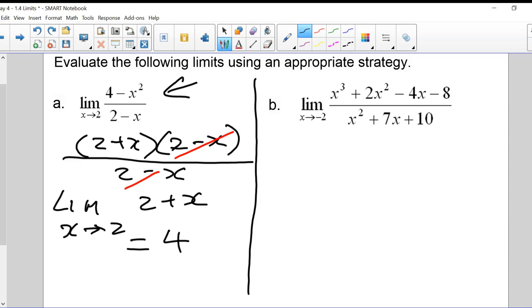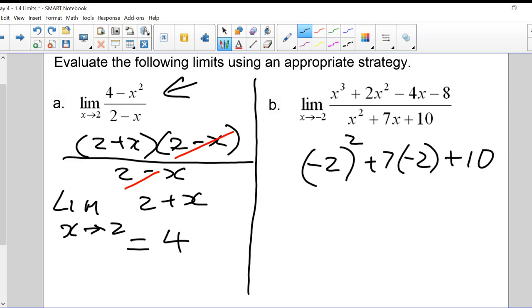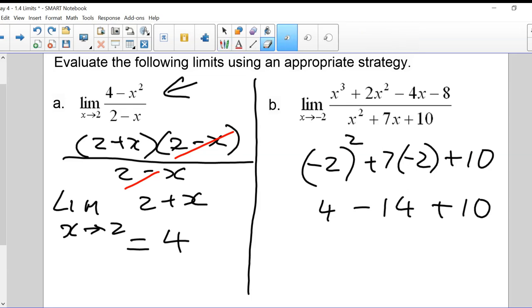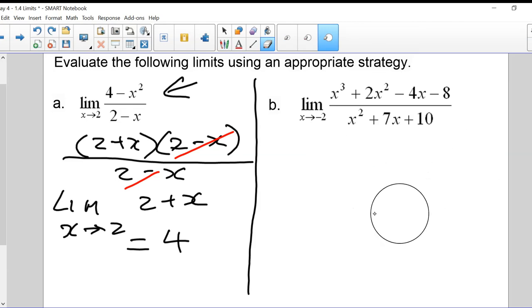So I'm just looking at the denominator now. Minus 2 squared plus 7 times minus 2 plus 10. This is just simply 4 minus 14 plus 10. I see a problem there. Agree with me, Sarah? Yeah. I can't just put minus 2 into that. I'm going to end up with a 0 denominator, which is a problem. So I'm going to scratch that and say, no can do.